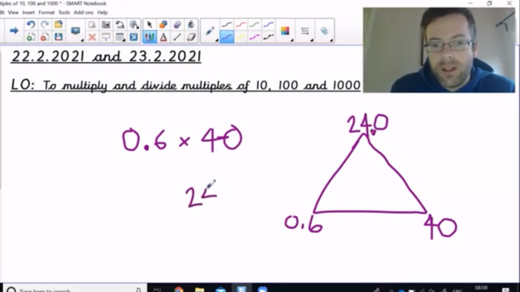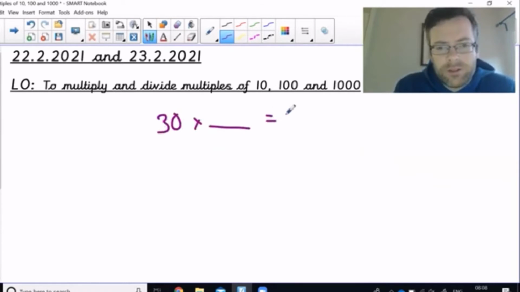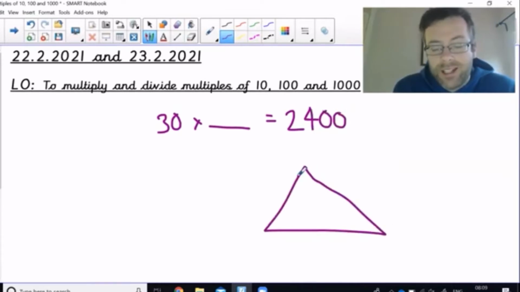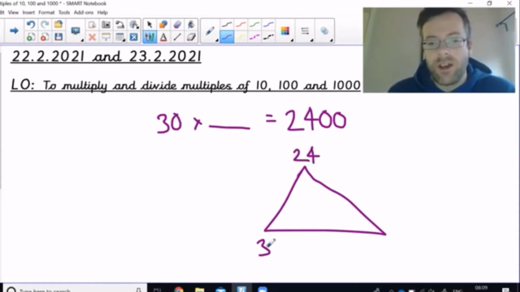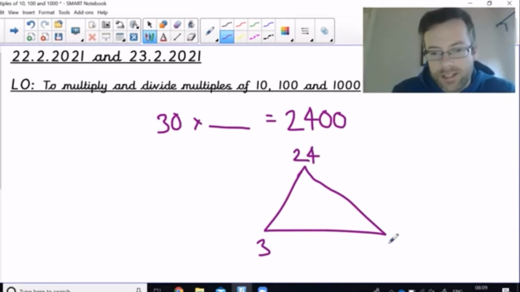Okay. And then that's another go one. Finally, a go one. If we've got something like 30 times by something equals 2,400, in this one, what I'm saying is actually I can see that I can do 3 times something equals 24, because I know that 3 goes into 24. And 3, 6, 9, 12, 15, 18, 21, 24, it goes in 8 times.